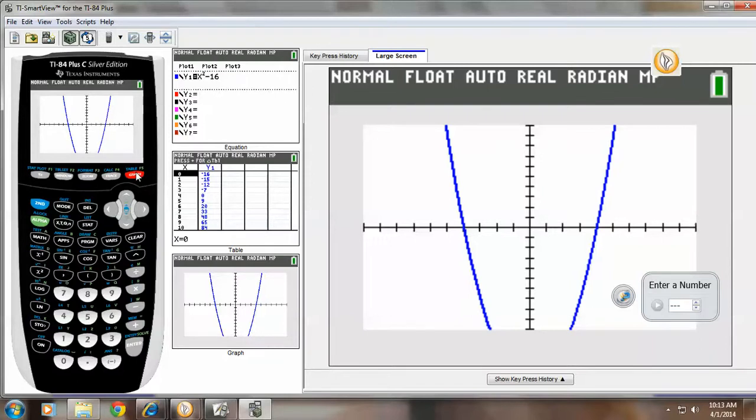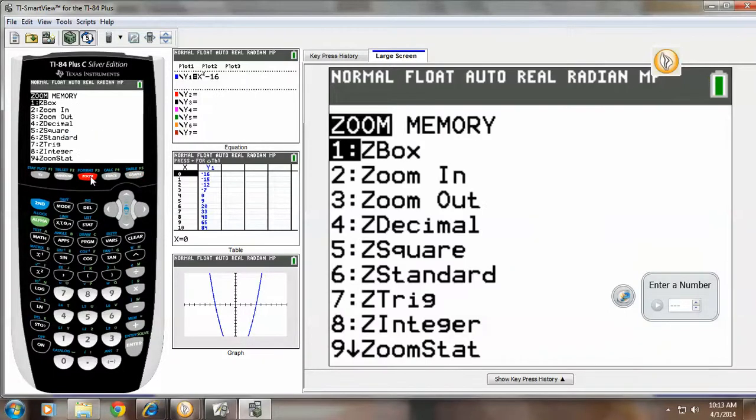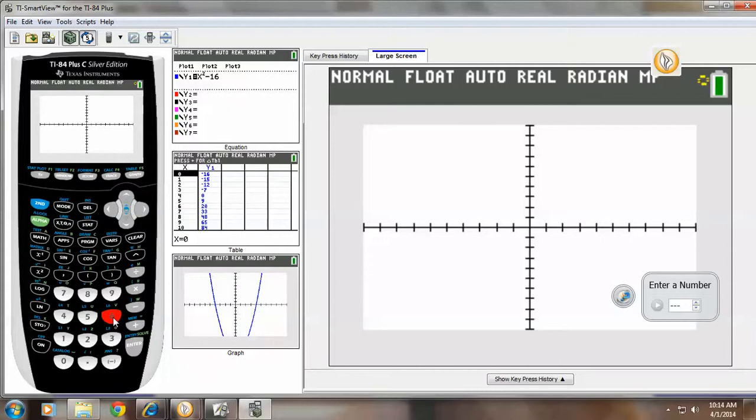If you have an issue with your graph appearing, or it looks funny, there's a button you can go to that kind of brings it back to our home screen. Do this with me just in case you get to this and you panic and you don't know what to do. Go to Zoom. You see Zoom on the top row? Click Zoom. And then number 6, it says Z standard. That means Zoom standard. That gives us a 10 by 10 viewing window. If it ever happens and your screen doesn't look right, go to Zoom and Zoom standard number 6. And it should give me a 10 by 10 viewing window.